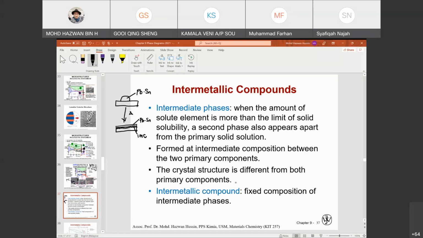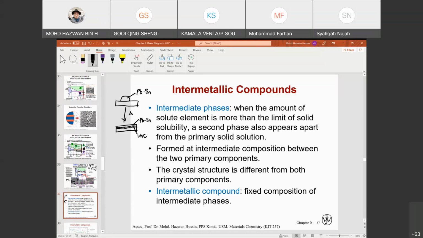And this one we call intermetallic compound, IMC. So IMC, or intermetallic compound, is actually an intermediate phase when the amount of solute element is more than the limit of solid solubility. A second phase also appears apart from the primary solid solution. Intermetallic compound forms at the intermediate composition between the two primary components.